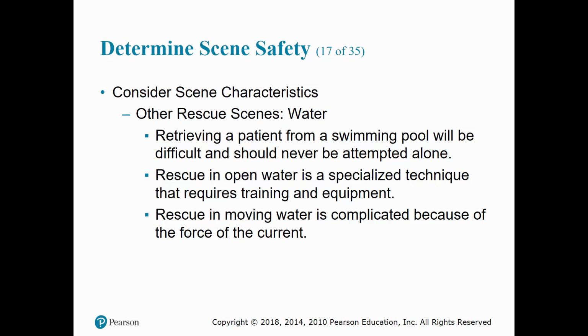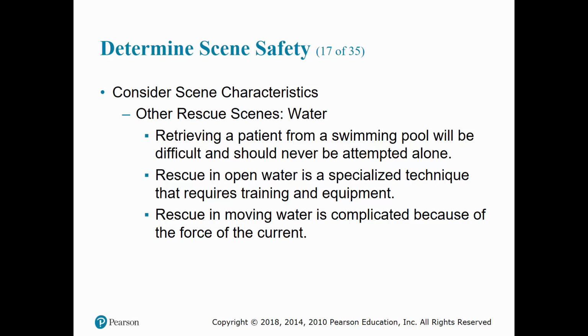A personal flotation device and a line or pole to assist the rescuer and patient to the pool's edge should be used. Rescue in open water is a specialized technique that requires training and equipment. The EMT must ensure that adequate resources are summoned when people have been reported as drowned or missing. The EMT going out into the water must wear a personal flotation device.